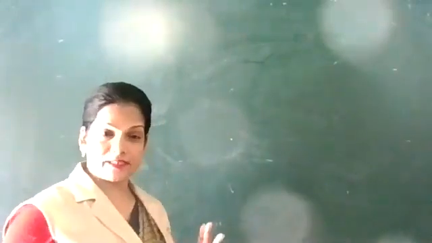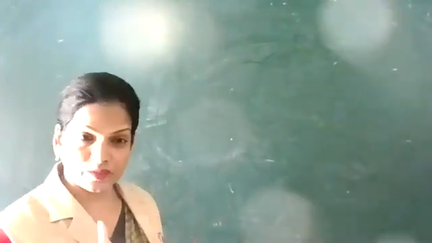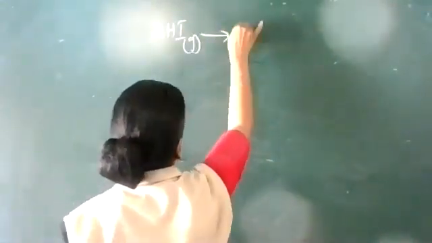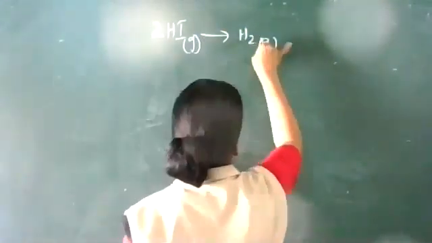All right. So for a reaction, we are talking about the speed in terms of reactants. We are talking about the speed of the reaction in terms of the products also. Now look at this decomposition reaction. HI gives H2 gas plus I2 gas.